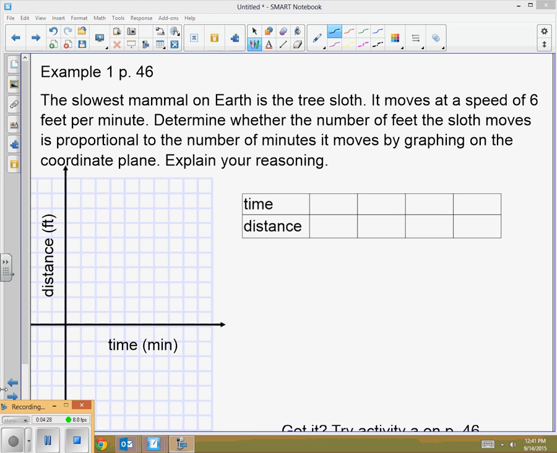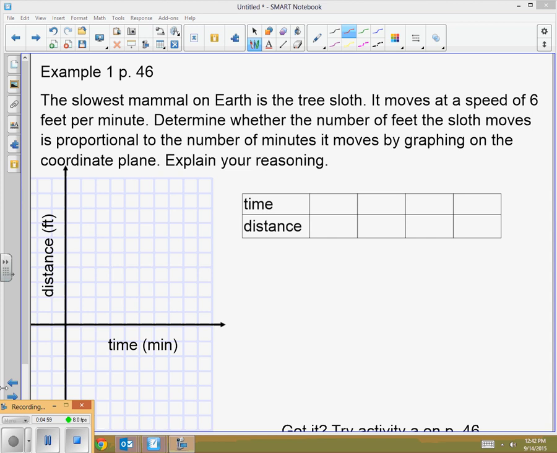It moves at a speed of 6 feet per minute. Determine whether the number of feet the sloth moves is proportional to the number of minutes it moves by graphing on the coordinate plane. Explain your reasoning. So to begin, we need to start by making a table to find the number of feet walked for 0 minutes, 1 minute, 2 minutes, 3 minutes, and 4 minutes. So I'm going to go ahead and fill in the table that you see here.